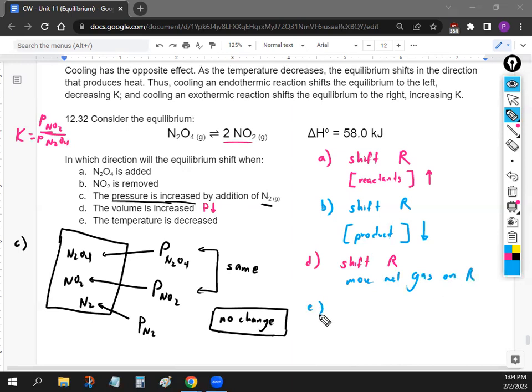All right, last one, part E. Temperature is decreased. Now, if you take a look at the enthalpy, is energy a reactant or a product? Yeah, it's a reactant. So I'm going to write E for energy.